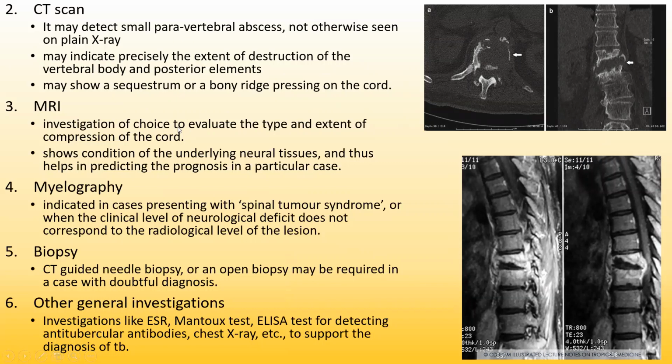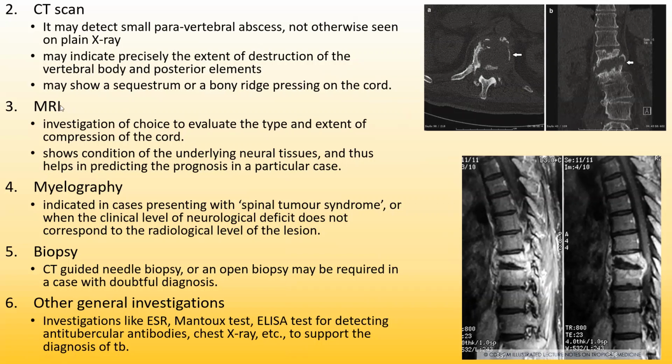First was X-ray, now a CT scan. CT scan may detect small vertebral or small paravertebral abscess not otherwise seen on plain X-ray. It may indicate precisely the extent of destruction of vertebral body and posterior elements, and may show a sequestrum or a bony ridge pressing on the cord. This is a CT scan for vertebral TB.